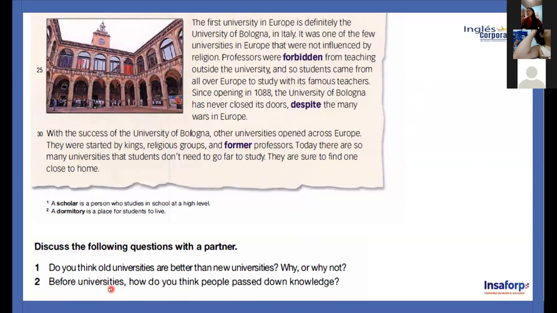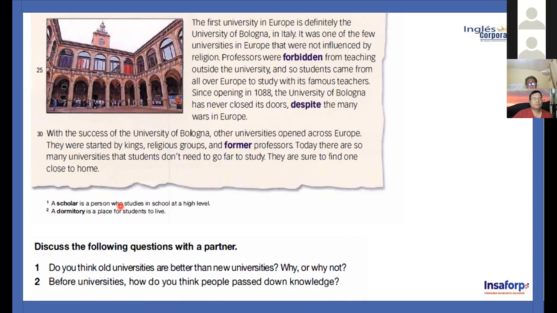Okay, what about the second question? Before universities, how do you think people passed down knowledge? ¿Cómo creen que las personas se transmitían el conocimiento? Nowadays, we do it with computers, right? But before, how did they do it? Patricia, what can you tell us? I'm sorry, I think it was Alejandra that wanted to talk. Maybe through the practice. I think it can be also with books, right? Yes, that can be, mostly with books. And another way, Patricia, of how people passed down knowledge.